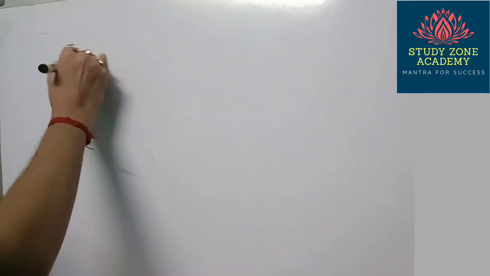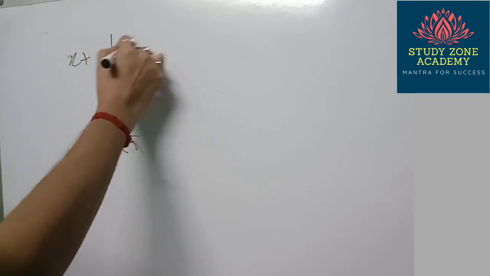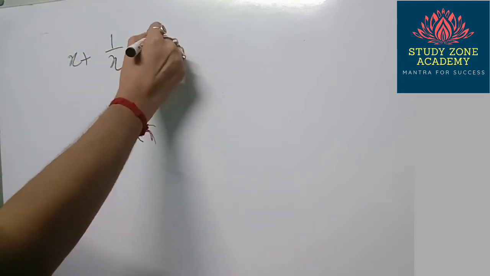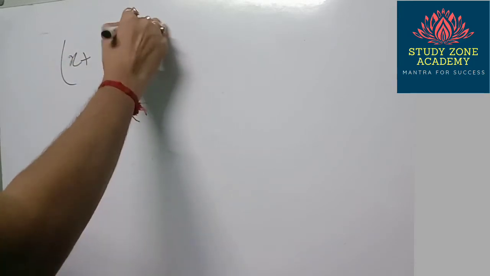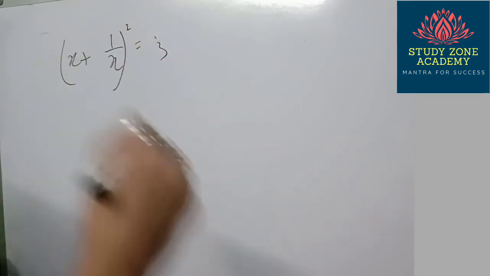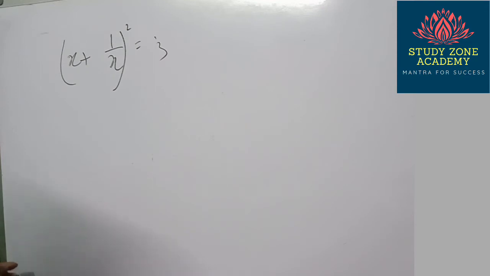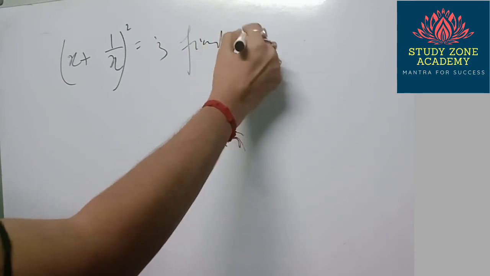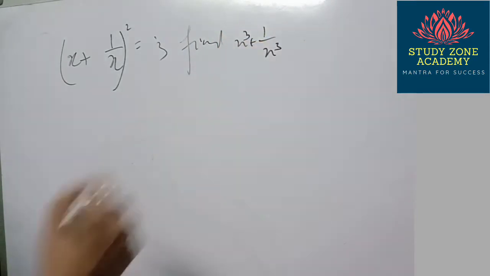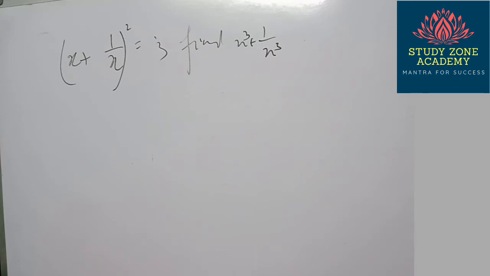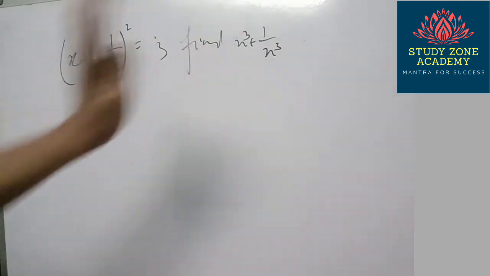According to the next sum, the question is x plus 1 by x whole square equals 3. Now we need to find x cube plus 1 by x cube. We need to get the value. For this there are multiple things we need to do. First let us understand the formula.